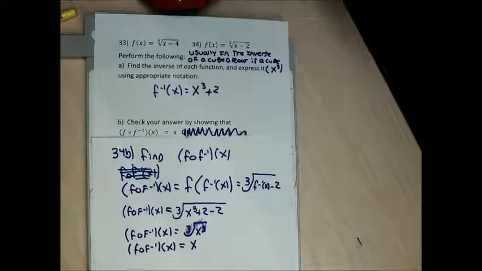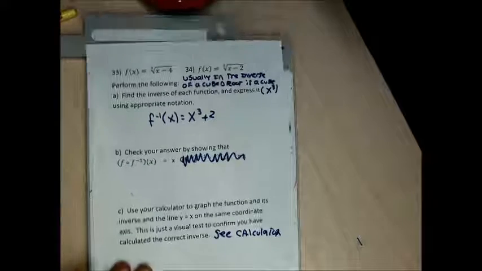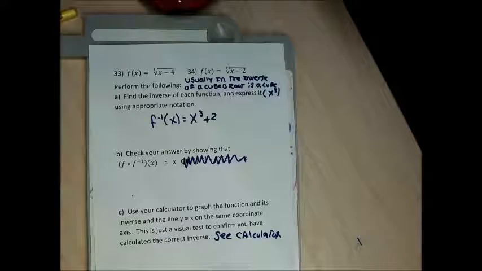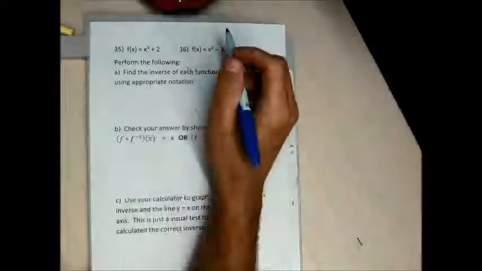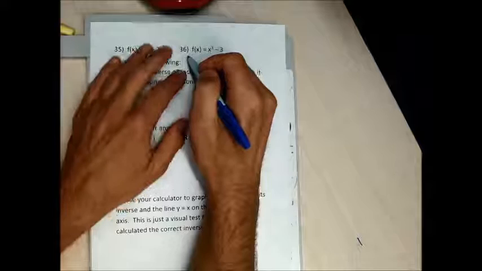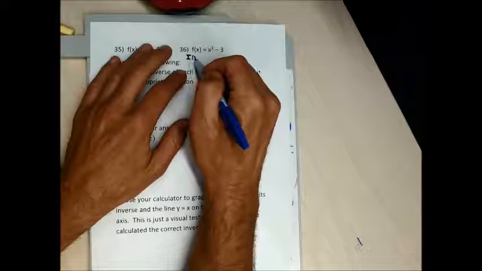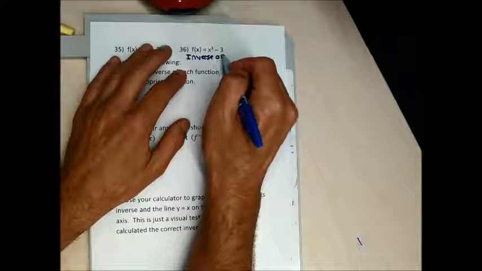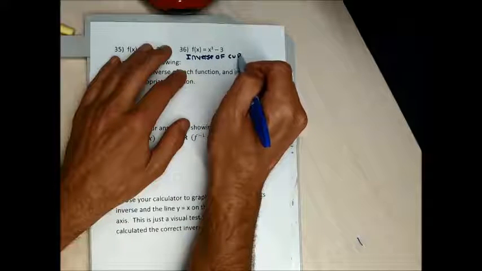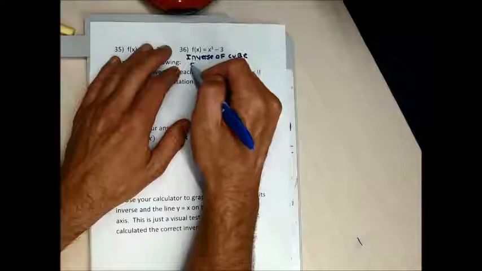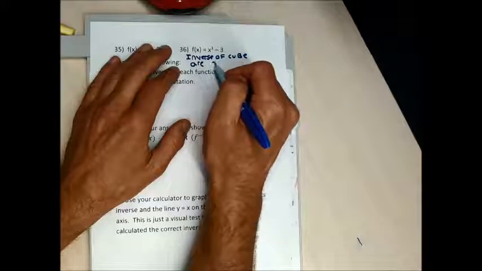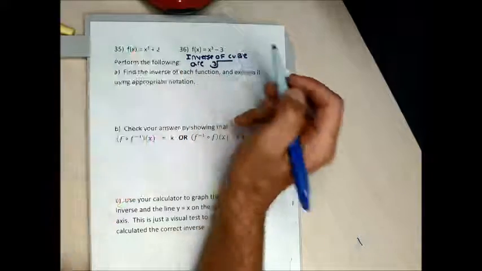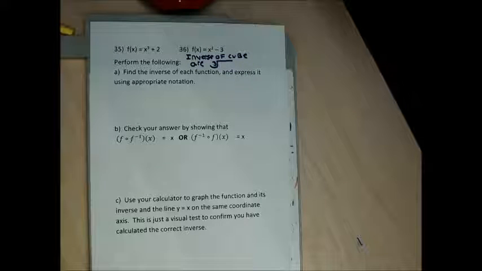Alright, so you have 33 to do. So pause the video and give it a go. And I will do 36. 36 and 35 want me to find inverses of cubes. And inverses of cubes are usually cube roots. It's a cube because it has an exponent of 3, and I expect to see a cube root in my answer for the inverse.